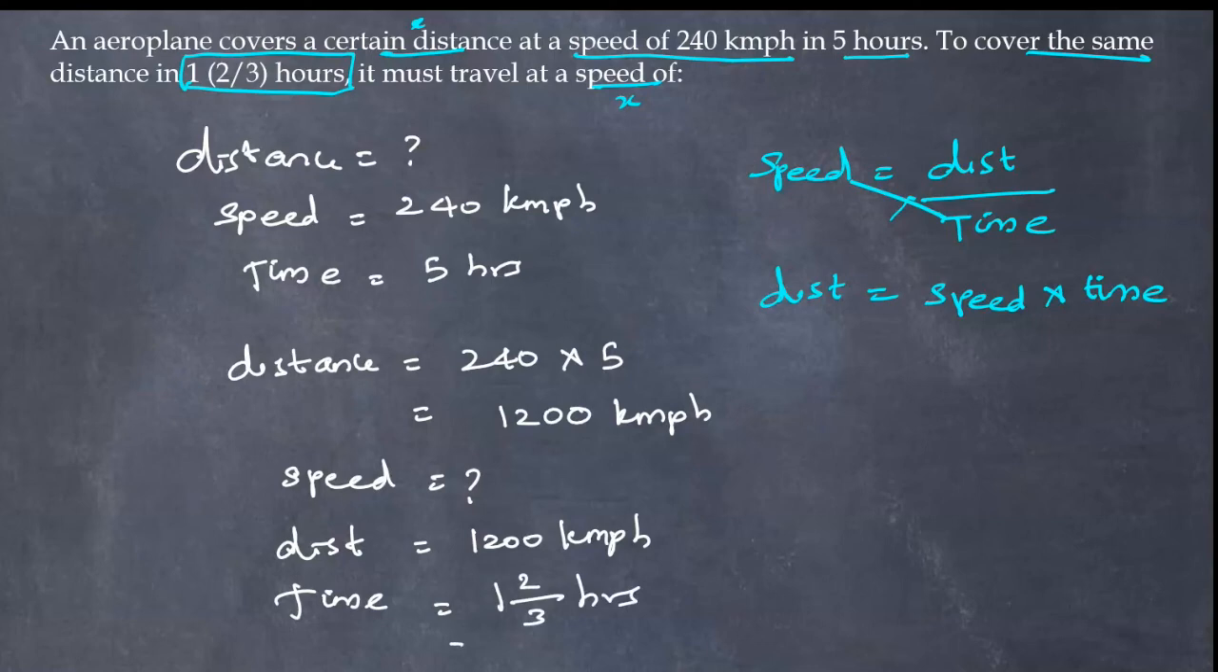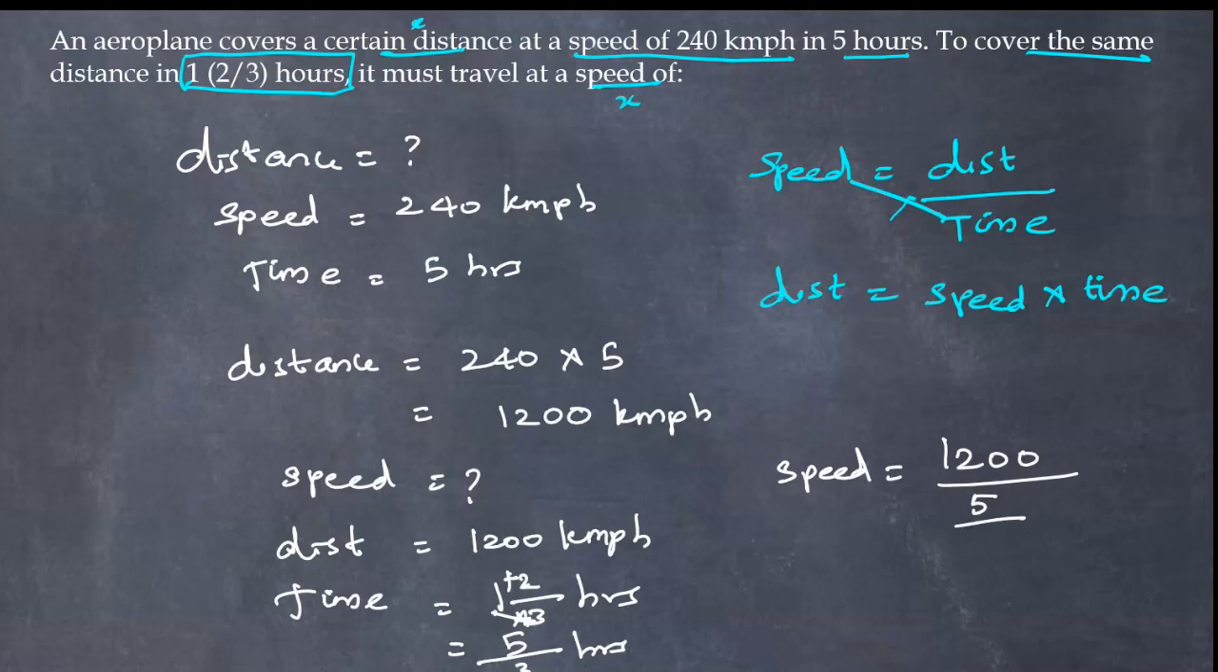This can be converted as 1 2 by 3. So 3 times 1 is 3 plus 2 is 5, 5 by 3 hours. So now substitute all these values in the formula, which is speed equals distance, 1200, divided by time, 5 by 3. So in this case it becomes 1200 into 3 by 5.